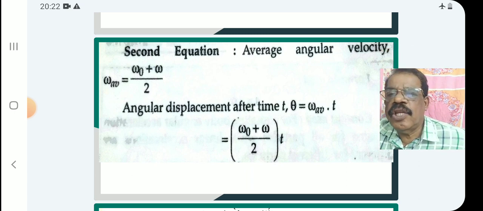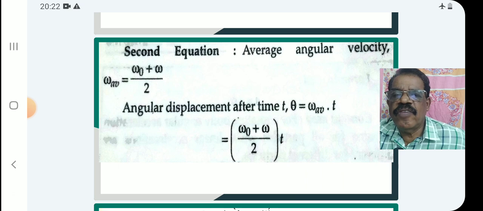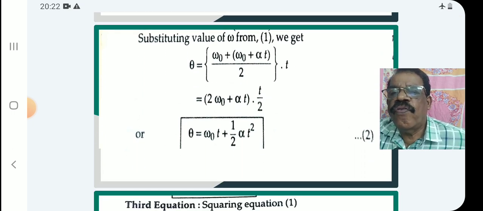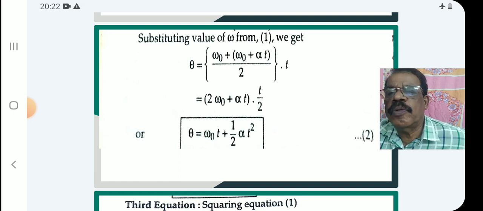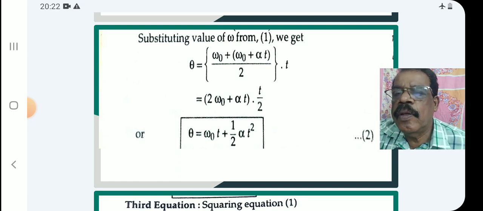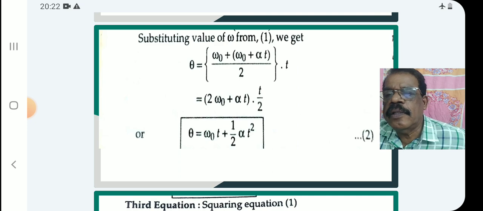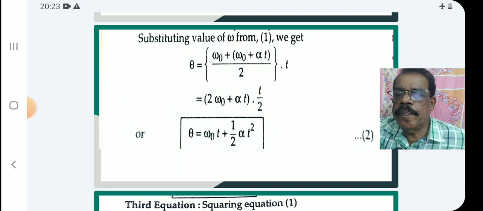Now, second equation. Average angular velocity we define as omega average is omega 0 plus omega by 2. Angular displacement theta is average angular velocity into time. That is theta is omega average into t, that is omega 0 plus omega by 2 into t. Substituting the value of omega from equation 1, we get theta is omega 0 plus omega 0 plus alpha t by 2 into t. You get 2 omega 0 plus alpha t into t by 2. You remove the bracket. That is theta is omega 0 t plus half alpha t square.